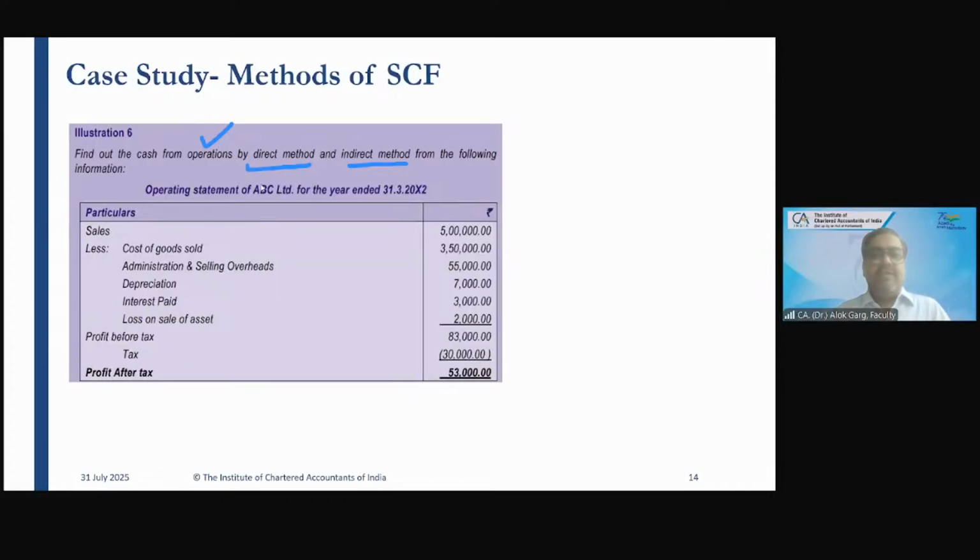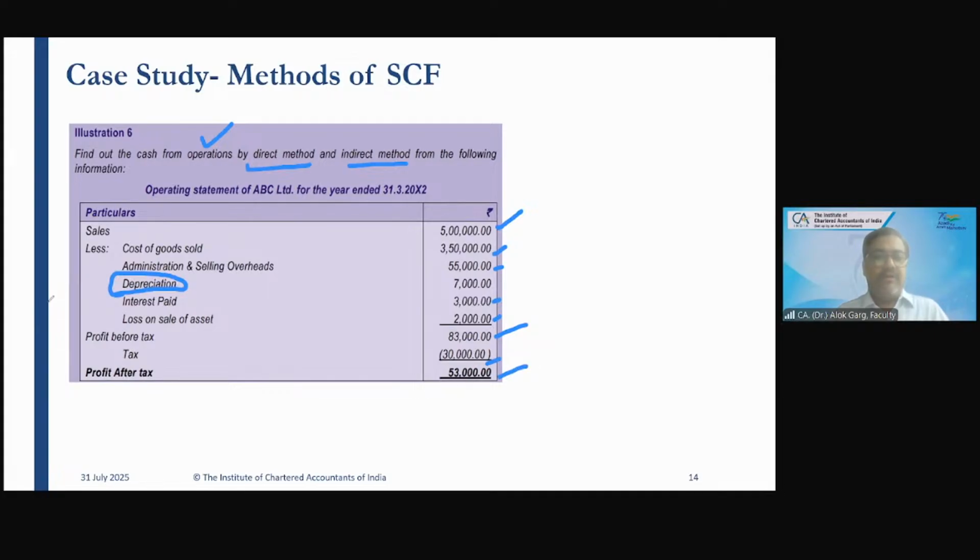So in this question, the profit and loss of ABC Limited is given. Sales are given. Cost of goods sold are also given. Admin and selling overhead. Depreciation. Is there any role of depreciation in the direct method? No, sir. Interest paid is of course cash, but it is a non-operating item. Loss on sale of asset, again a non-operating item. Profit before tax is 83,000. Tax is this much. Profit after tax is this much.